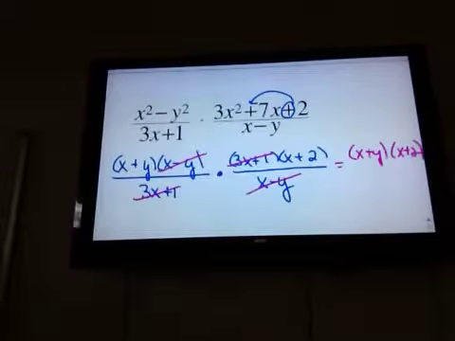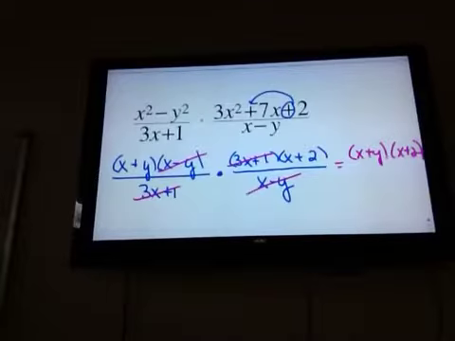You do not need to put the times. I mean, if you did, that would be fine. Yes? If it was like 3x plus 1 on top and 3x plus 1 on top also, only top and bottom. Only top and bottom, because you're canceling things that equal 1.